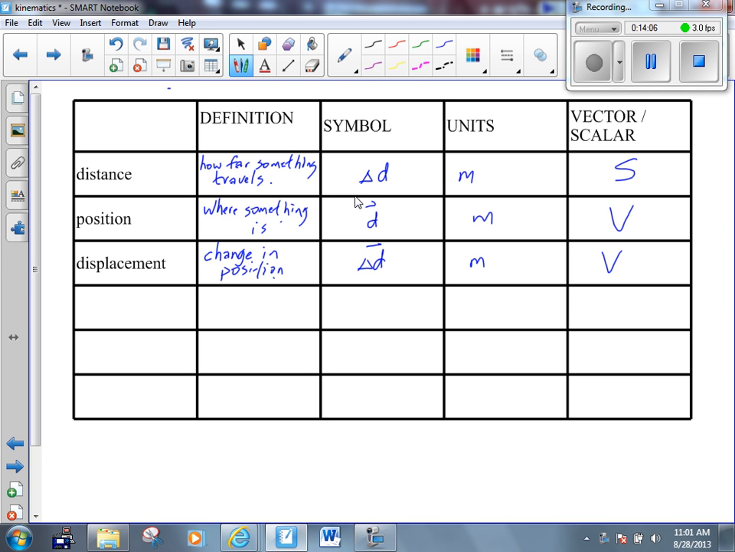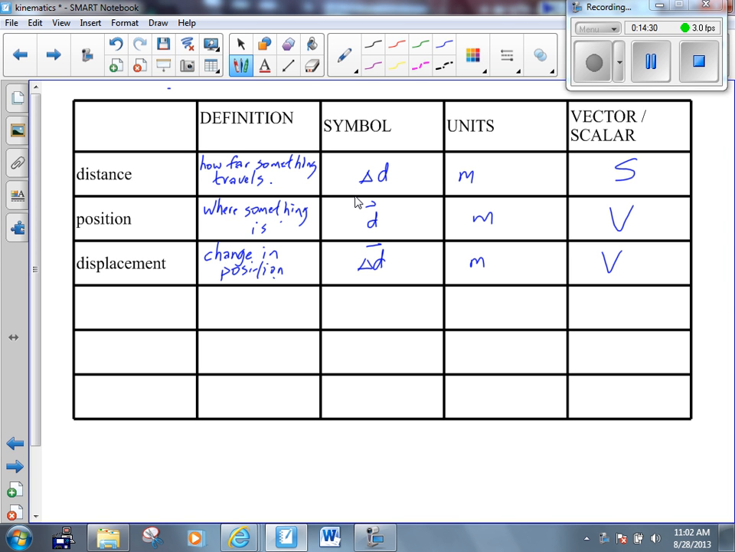What's the distance that I traveled in that first section? I walked 5 meters, then I walked 2 meters. What was my distance that I traveled in the first section? 5 meters, right? What was the distance that I traveled in the second one? 2 meters, right? What was the distance that I traveled overall? 7 meters. Good. Easy, right?